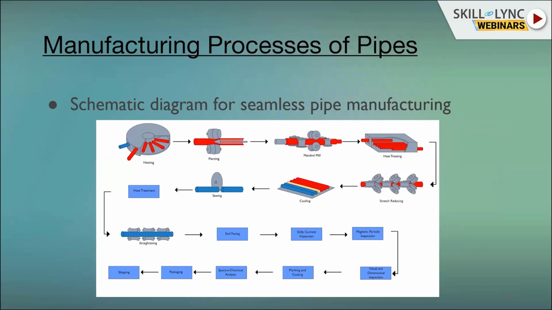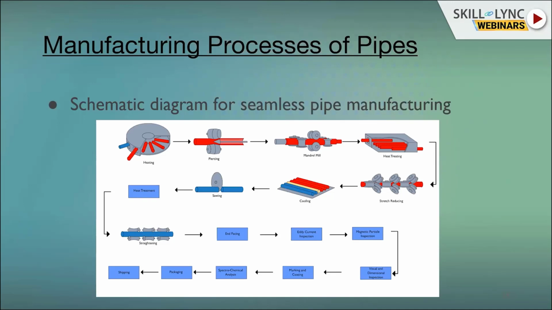After that, the eddy current inspection, magnetic particle inspection, and visual and dimensional inspection all come under the quality assurance part. These are all involved in the quality assurance according to the standards and specifications which are there for the manufacturing of seamless pipe. In this part, we do all the quality assurance.